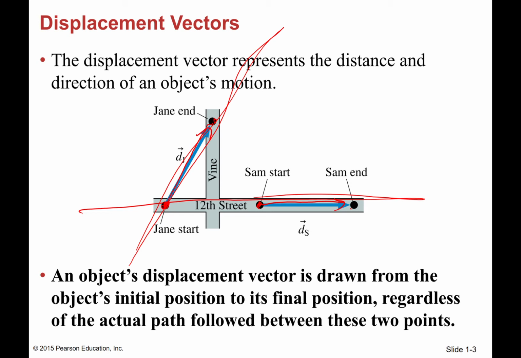So distance is a scalar, right? Displacement, on the other hand, is a vector. Displacement is a vector, right? It has a direction, and it has a size.